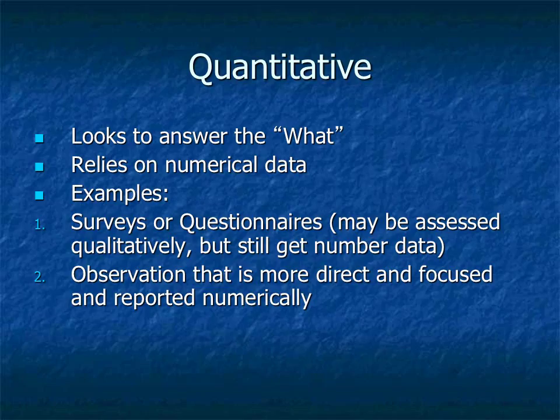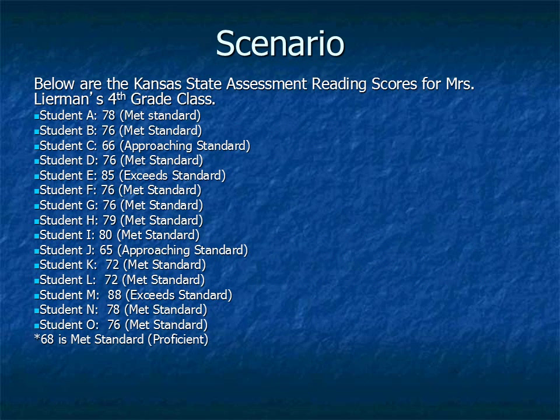Observation that's more direct could be quantitative. For instance, if I'm going into your classroom and I'm really looking at student engagement, I'm keeping track of every minute how many students are engaged in what you're doing. That's quantitative because I'm getting direct numbers from that. Test scores, any kind of scores that you get from daily assignments, any of that's going to be quantitative as well.